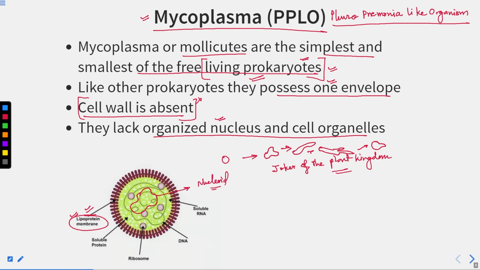As we can see in the case of normal bacteria. So here also no membrane bound nucleus is present and no cell organelles are present. So this is one of the simplest and smallest types of free living prokaryotes. They have soluble proteins in their cytoplasm, they have ribosomes, right? They have the DNA content and soluble RNA. So all these things are present in the cytoplasm, but no membrane bound organelles can be seen in the case of mycoplasma.